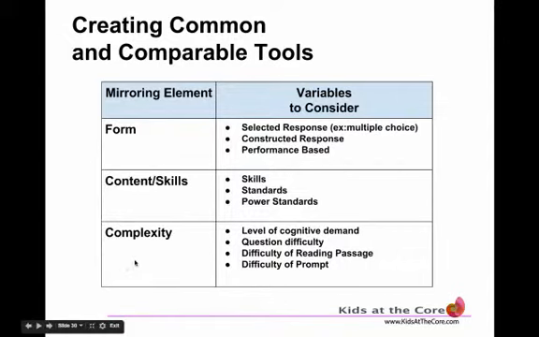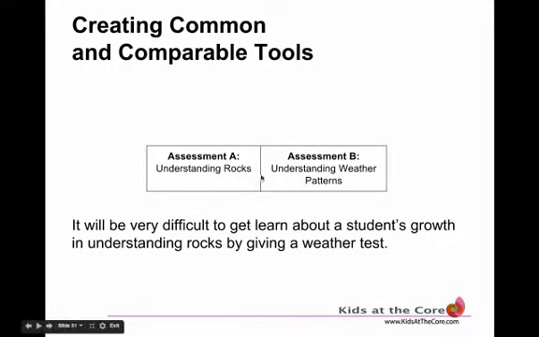And then, of course, there's the area of complexity. We know that everything we teach is not on the same degree of cognitive demand. So therefore, everything we assess probably is not in the same level of cognitive demand either. So here's that example about us understanding rocks and weather.